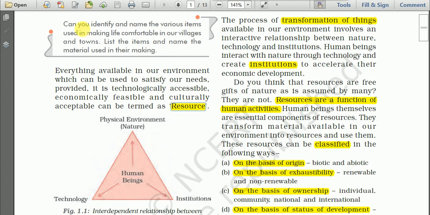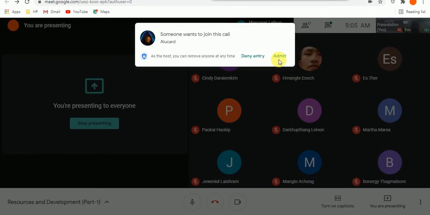As mentioned here, everything available in our environment which can be used to satisfy our needs, provided it is technologically accessible. So it means that to use the resources we need technology, and economically feasible. That means the quantity and the quality must be large enough. The quantity must be large enough and the quality must be good, and culturally acceptable. That means we must have the demand for that particular resource.